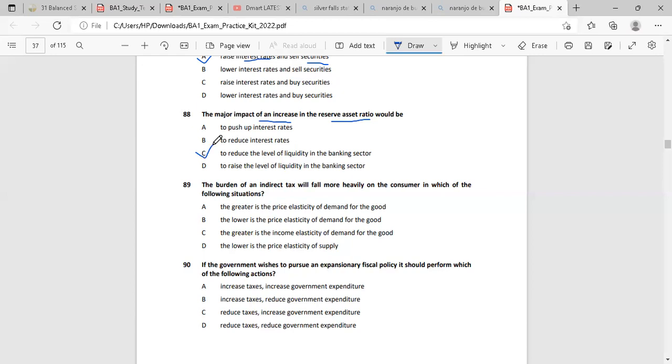The burden of an indirect tax will fall more heavily on the consumer in which of the following situations? The greater is the price elasticity of demand for the goods. The lower is the price elasticity of demand for the goods. The greater is the income elasticity of demand for the goods. The lower is the price elasticity of supply. The lower is the price elasticity of demand. Yes.